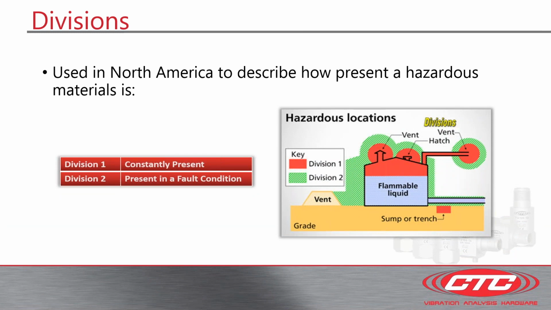Divisions are used in North America to describe how present a hazardous material is. In Division 1, a hazardous material is constantly present, and in Division 2, a hazardous material is present in a fault condition. If you look at the diagram, in Division 2, a hazardous material is present within a fault condition, meaning if this structure were to be damaged, if there's a crack, or if there's a leak, that hazardous material will be located in Division 2.